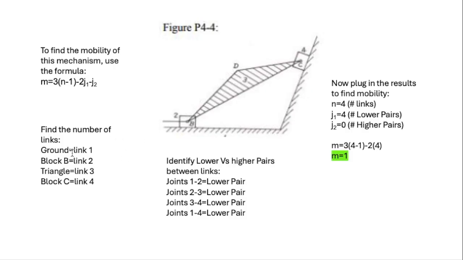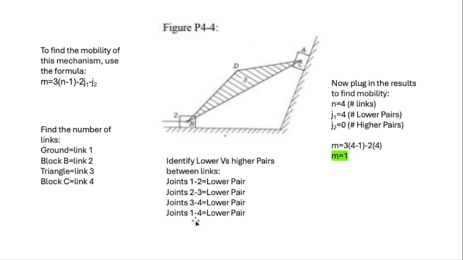Well, you know that the ground is always one link. There it is. And then you can just find the components of the mechanism that are more obvious. So there's a block here, there's a block there, and then there's this triangle. Those are 3 links, and the ground is our 4th link. There you go. It's 4 links.